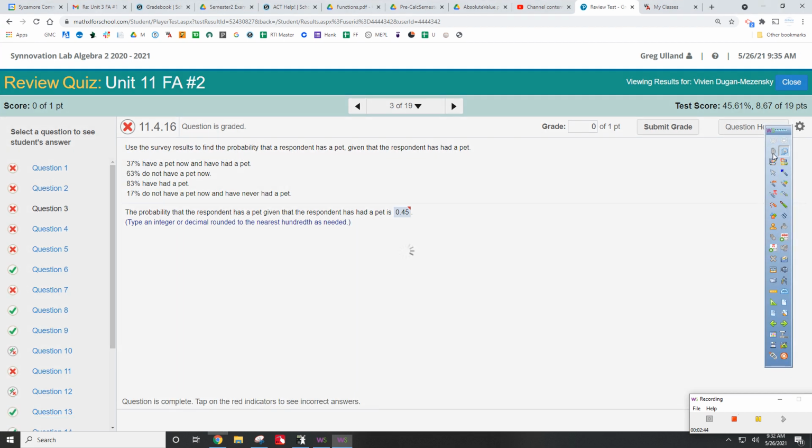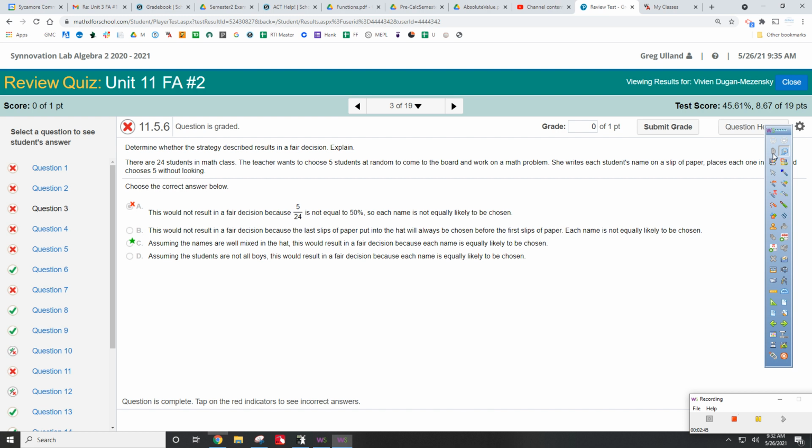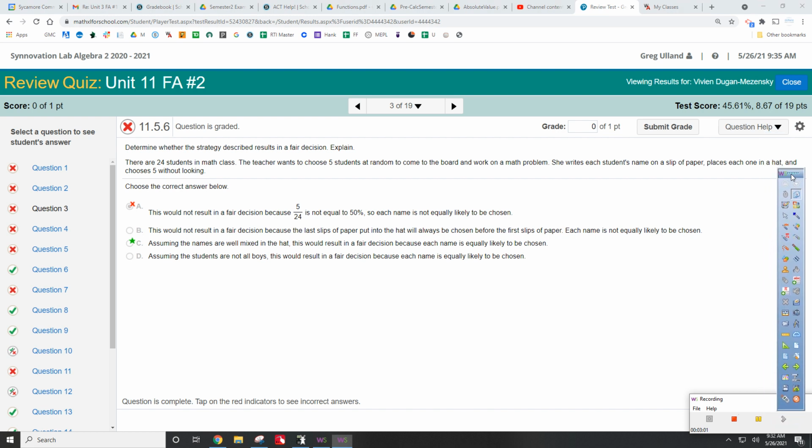Question 3. Determine whether the strategy results in a fair decision. There's 24, and she wants to choose 5. She writes each student's name on a piece of paper. I mean, that seems pretty fair to me. You picked the one that seemed mathy. Next time, read them. You picked the one with the math in it.